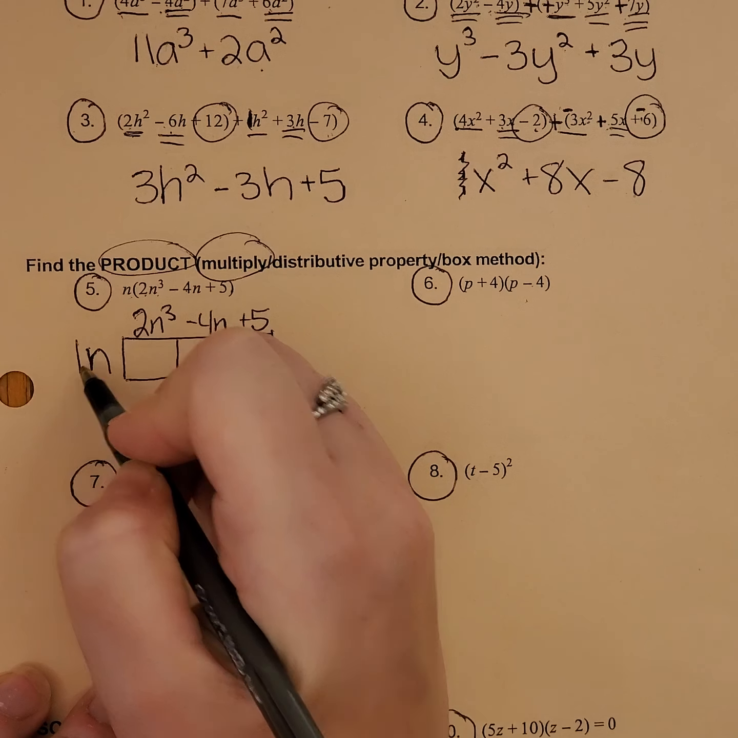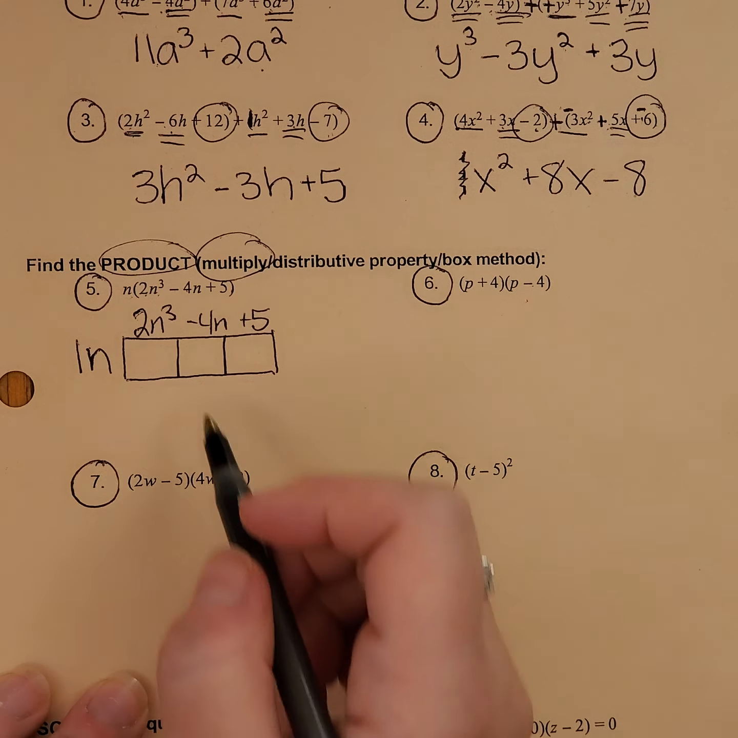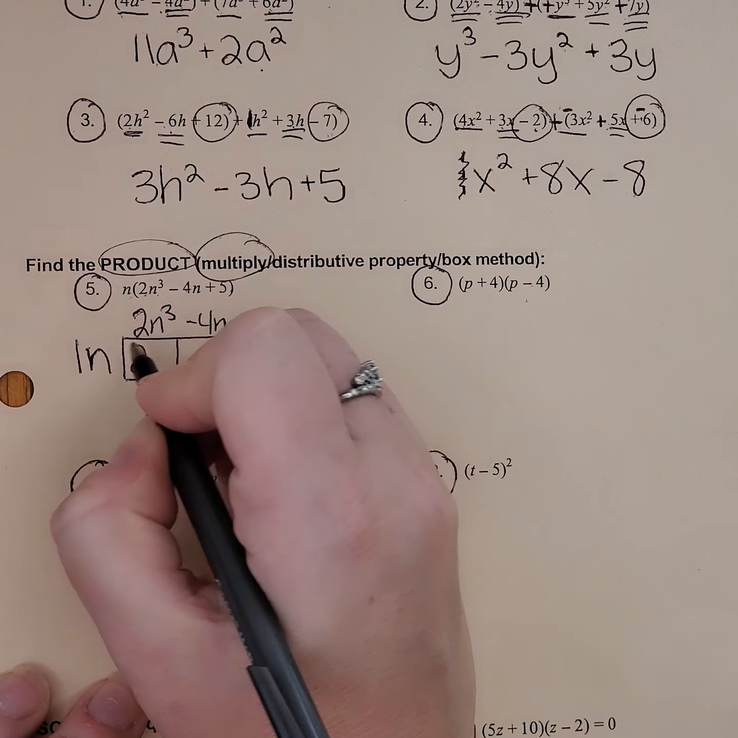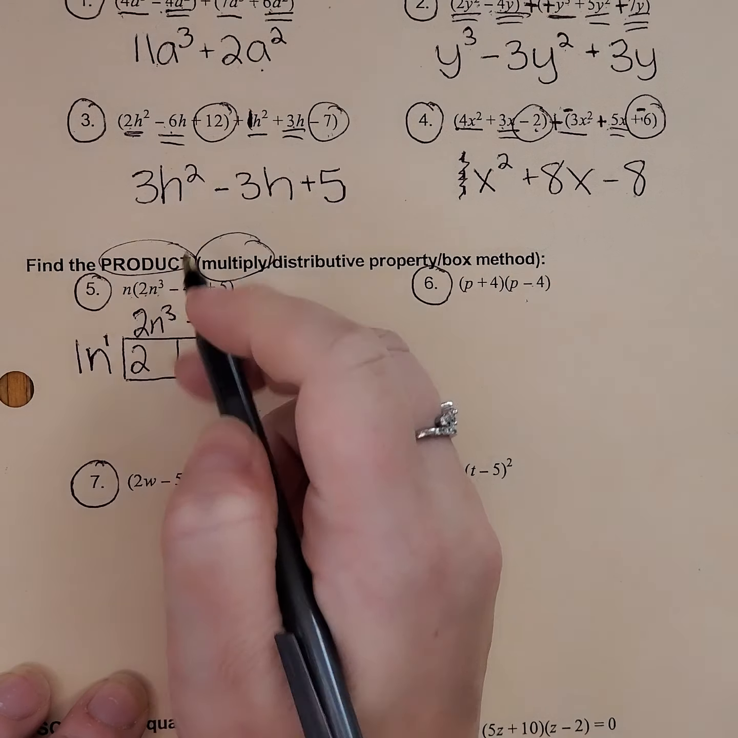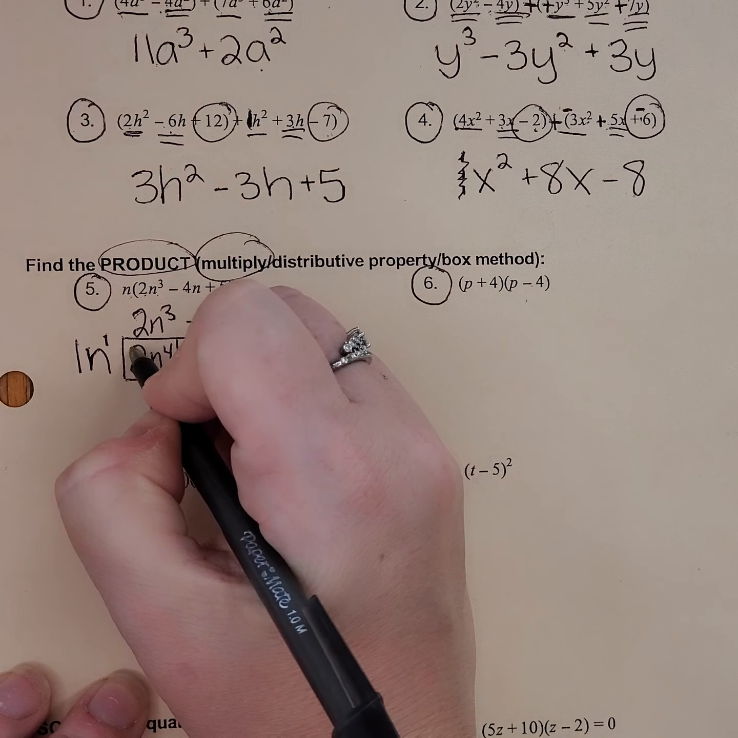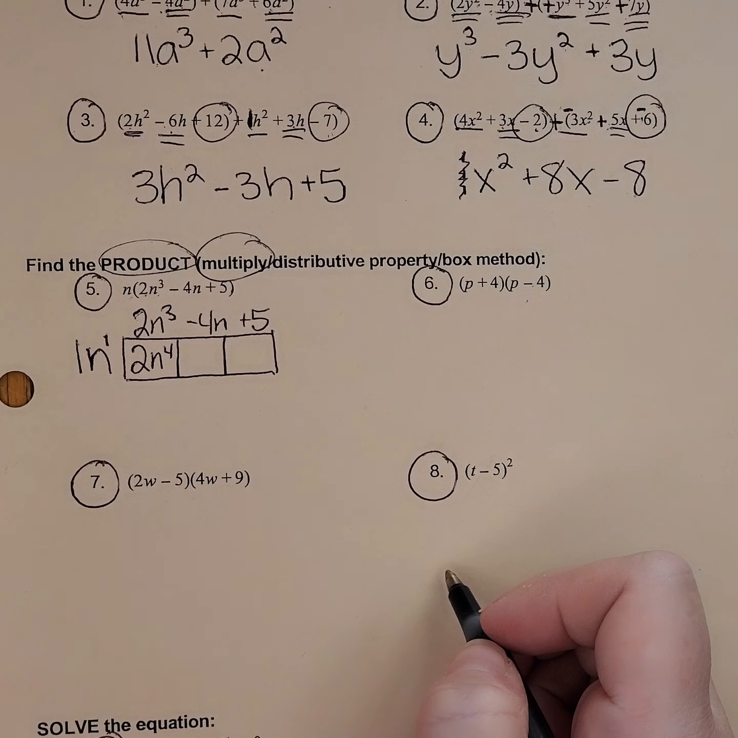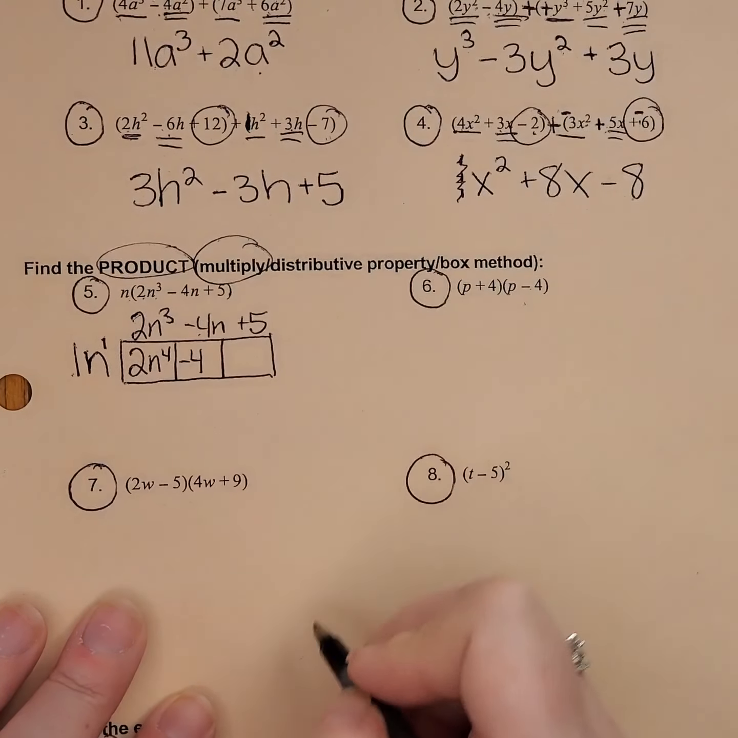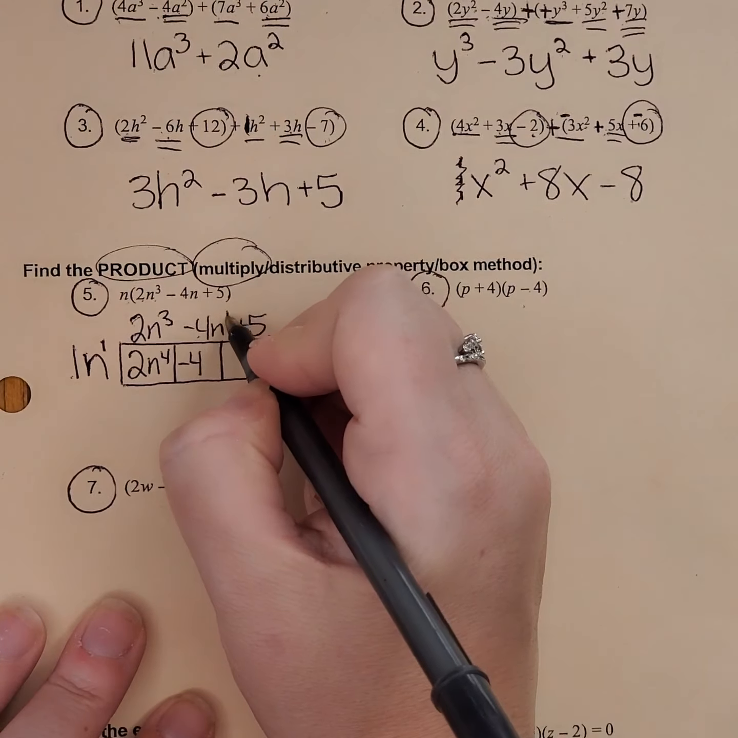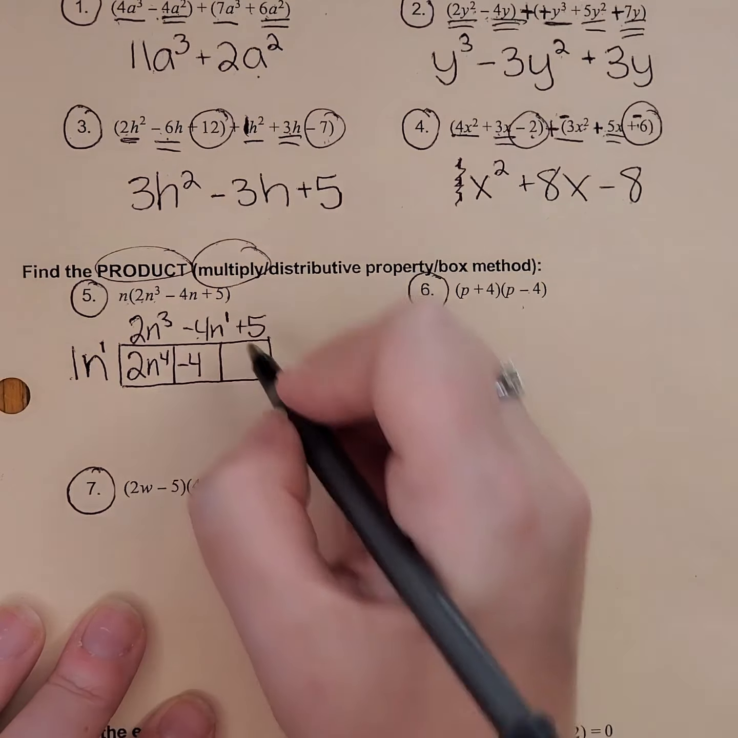So 2 times 1, if there's not a number, it's automatically 1. 2 times 1 is 2. And again, if there's not a number, it's automatically 1. You're going to add. 1 plus 3 is 4. So that's how you fill in the first box. Second box, 1 times -4 is -4. 1 plus 1, don't forget to add the little 1, is 2.